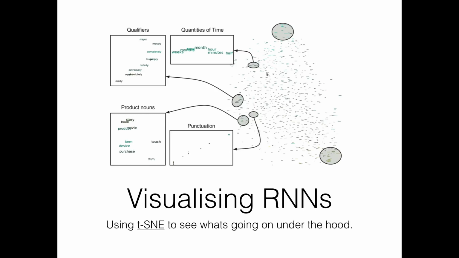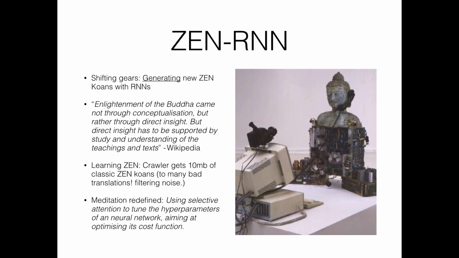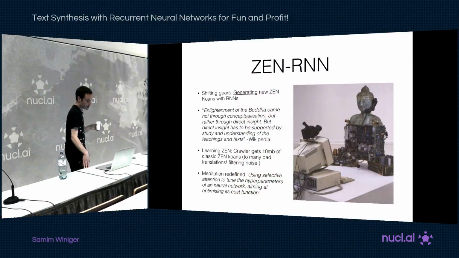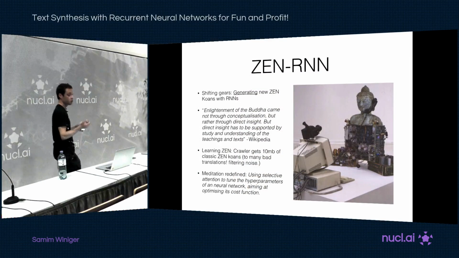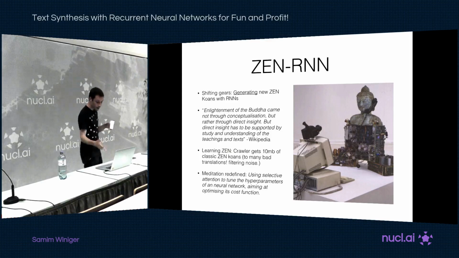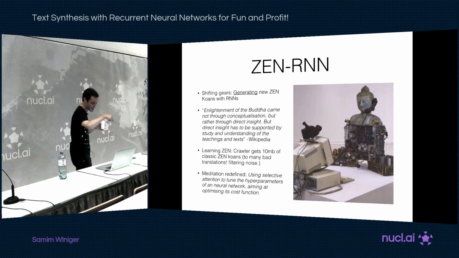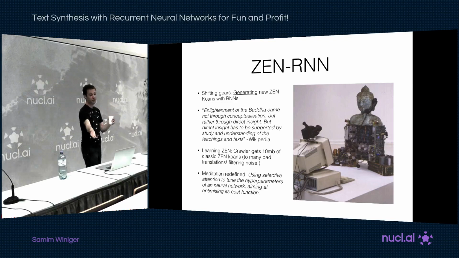Right, shifting gear. After TED, as that one went really pop culture, it kind of unintentionally got picked up by everybody from Wired to newspapers. I got a bit sick of that boulevardesque new media coverage because journalists are basically RNNs with heads. So I said, okay, let's do something absolutely obscure that is near to my heart, which is Zen. And Zen is an absolutely beautiful concept because the Zen tradition itself, I'm quoting Wikipedia, enlightenment of the Buddha came not through conceptualization, but rather through direct insight. But direct insight has to be supported by the study of understanding teachings and texts. So it's a total negation there. And Zen says, well, you should read the text, but it's completely useless. So it's perfect for an RNN.